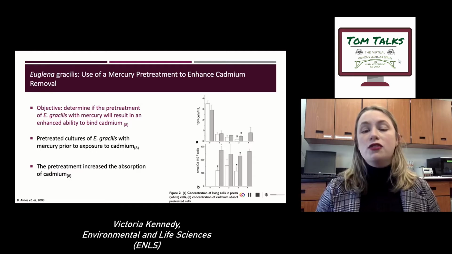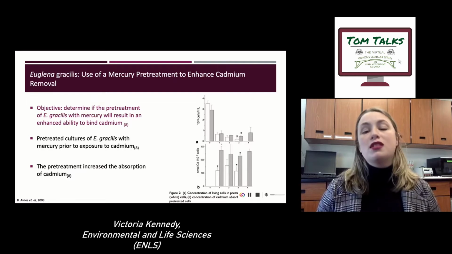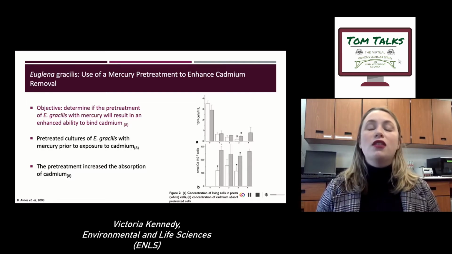And then figure 2b shows the concentration of cadmium that was actually found in the cells. What they found was that the mercury pretreatment not only increased the cell's viability and tolerance to cadmium, it also increased its ability to absorb cadmium. Once again, the gray bars are the pre-treated cells and the white are non-pre-treated. As you can see, there is a significant increase in the amount of cadmium that the cell was able to absorb as a result of its pre-treatment.